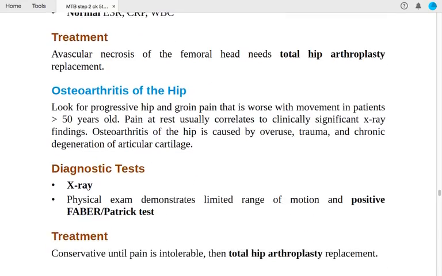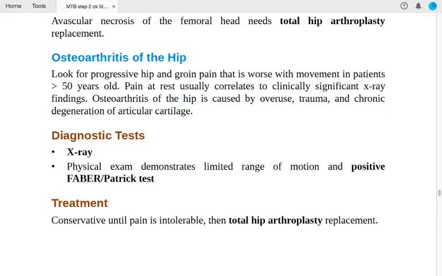Now we're coming towards osteoarthritis of the hip. Look for a progressive hip and groin pain that is worse with movement in patients who are more than 50 years of age. So in older patients especially, if the pain is progressive because of movement, we always think of osteoarthritis. Pain at rest usually correlates with clinically significant X-ray findings.